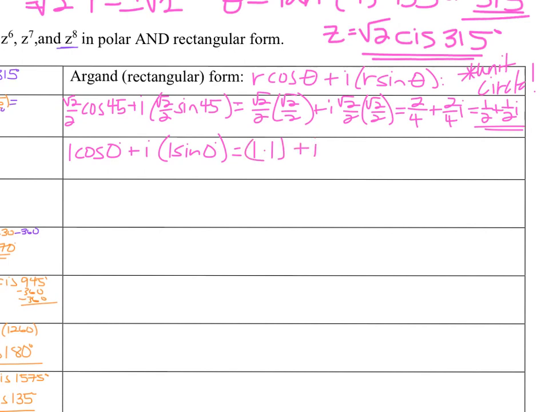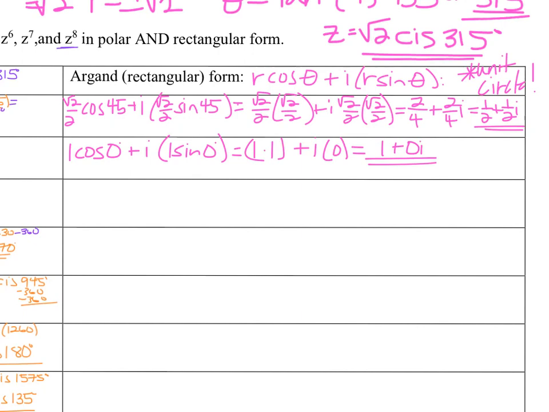I times sine 0 is just 0. So that would be 1 plus 0i. I know 0 technically cancels it out, but we want to write it in the rectangular form for a complex number. The last one that's pretty easy is plain z.